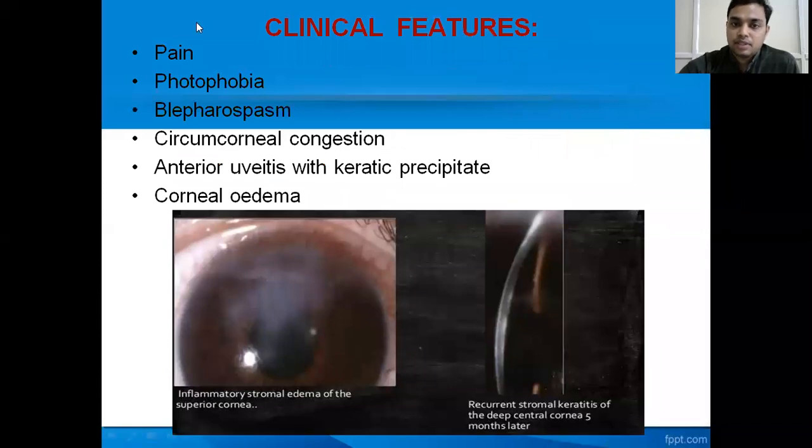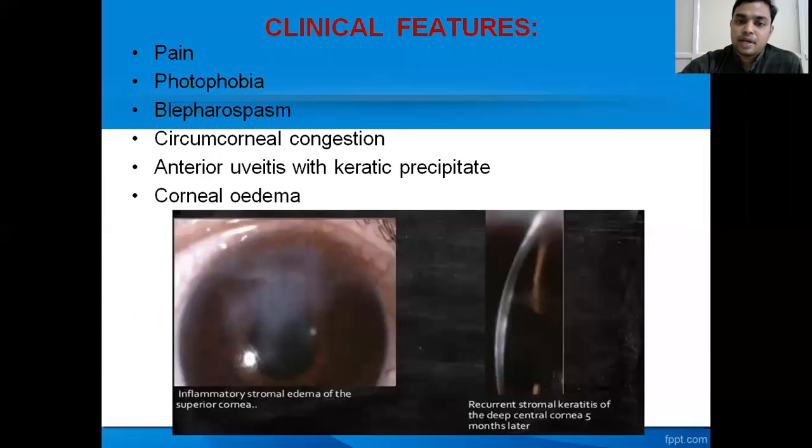So what are the clinical features we see in interstitial keratitis? The patient may have severe pain, photophobia, blepharospasm, circumcorneal conjunctival congestion, anterior uveitis, and keratic precipitates. Keratic precipitates are nothing but the deposition of proteins at the back of the endothelium, and the patient may have corneal endothelial edema. So these are the different clinical features of interstitial keratitis. This is the inflammatory stromal edema of the superior cornea.